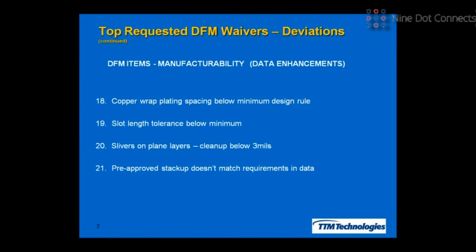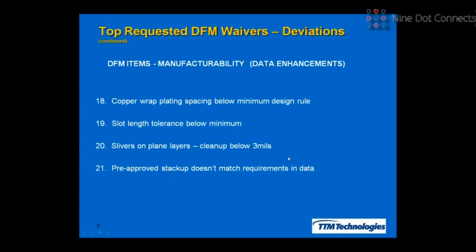Next item is slivers on planes. Typically we'd like to clean those up if they're 3 mils or below. The reason is we don't want them to fly off somewhere else in the process and land somewhere where they don't belong and create either a short, or in the case of outer layers, a pinhole that goes right through either a trace or a copper area.